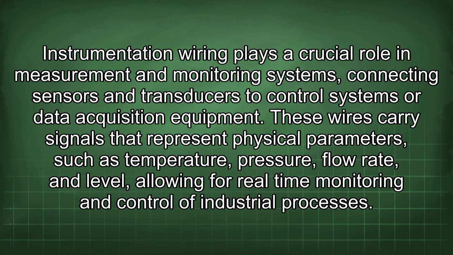Instrumentation wiring plays a crucial role in measurement and monitoring systems, connecting sensors and transducers to control systems or data acquisition equipment. These wires carry signals that represent physical parameters such as temperature, pressure, flow rate, and level, allowing for real-time monitoring and control of industrial processes.